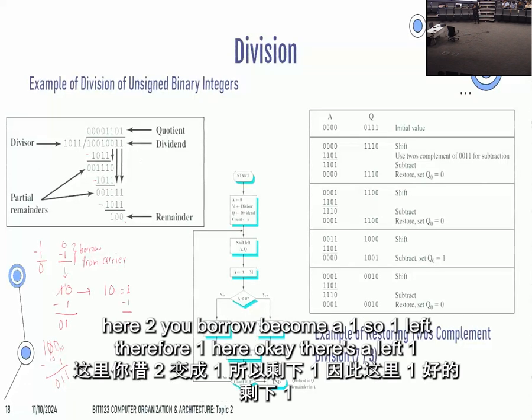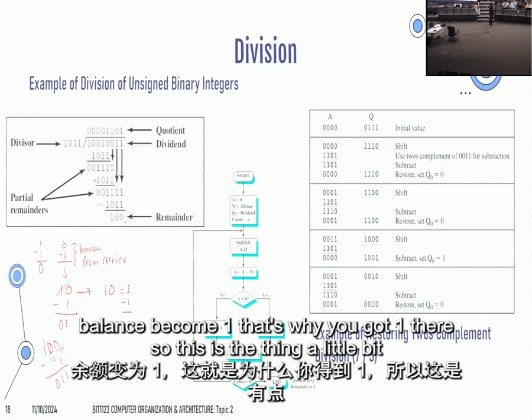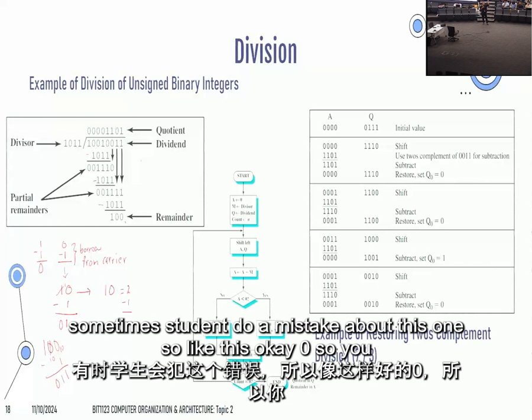You borrow, it becomes a 1. So there is 1 left, they have a 1 here. Okay? There's a 1 left here, because you borrow 2. So the first 0 borrows from the second 0, so that 2 balance becomes 1. That's why you got 1 there. So this is the thing, sometimes students make a mistake about this one.